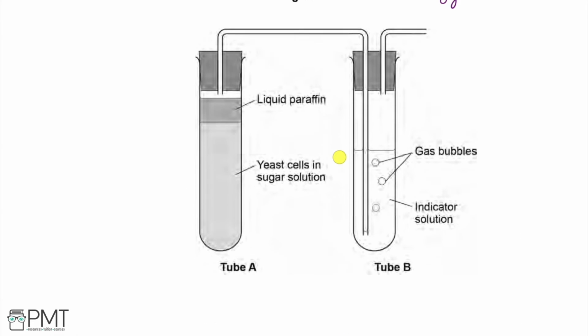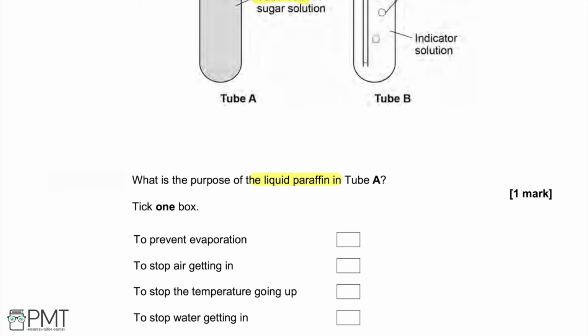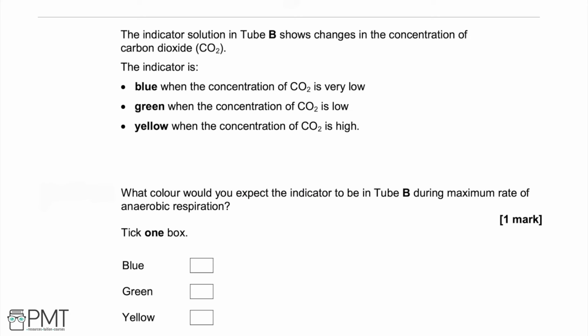Okay, let's have a look back at the apparatus. Now, the liquid paraffin here lies atop the yeast cells in sugar solution. So, since we are trying to investigate anaerobic respiration, we're trying to prevent any oxygen entering the solution. Now, since oxygen is in air, the paraffin, therefore, is preventing the entry of air. So that's our answer.